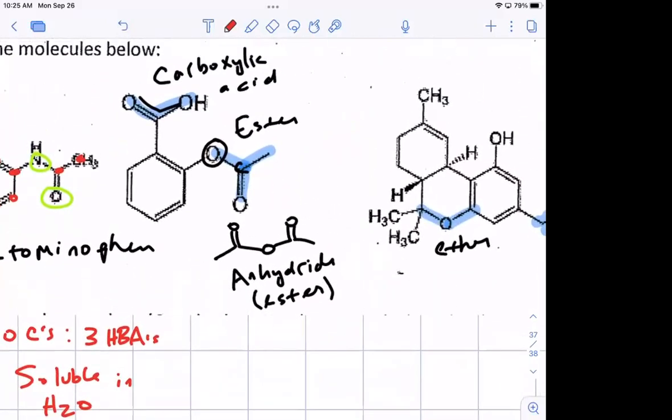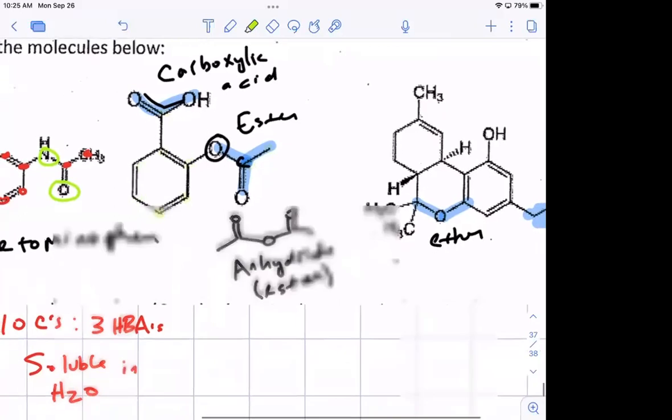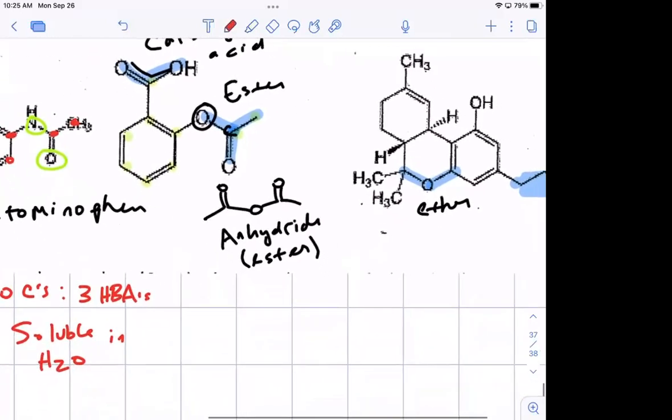Okay, what about aspirin? Let's see what we have. 1, 2, 3, 4, 5, 6, 7, 8, 9 hydrogens. I'm sorry, 9 carbons. And then how many hydrogen bonding atoms? That can be nitrogen, oxygen, or fluorine. 4. 4. Good.